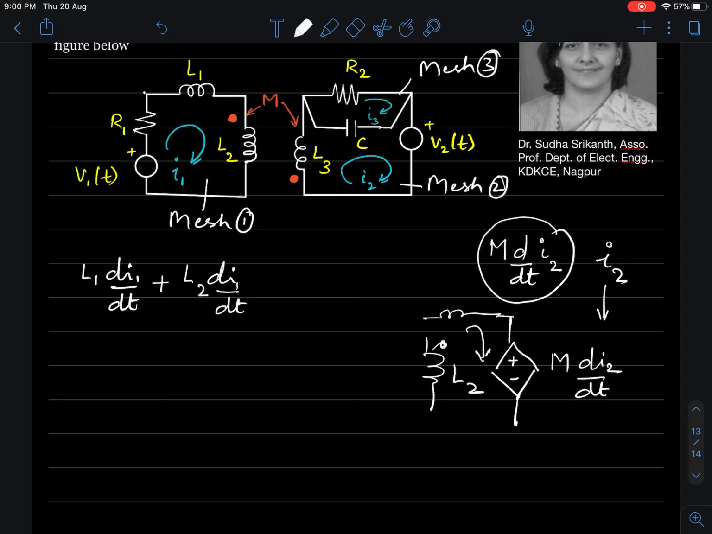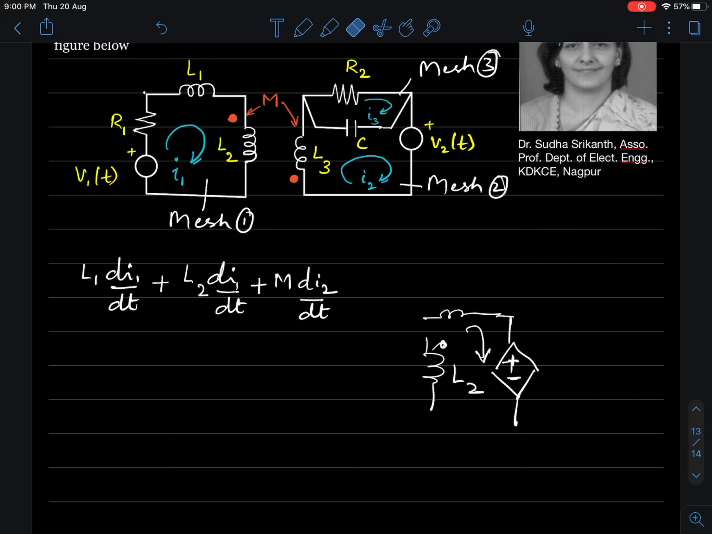So in the clockwise direction, I am going from positive to negative. That means a drop in potential, and our convention is that drops are taken as positive. So that is plus M di2 by dt. This is the mutually induced EMF in L2 because of the current through L3. The magnitude is M di2 by dt. The top end is positive and the bottom end is negative, because there is a dot at the top end of L2.